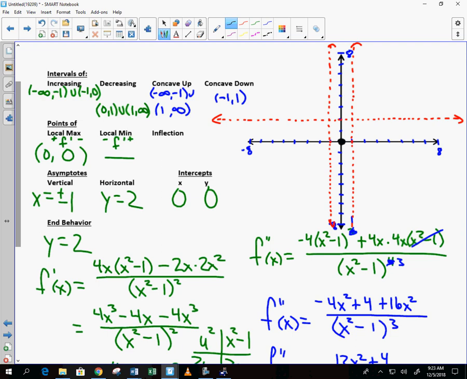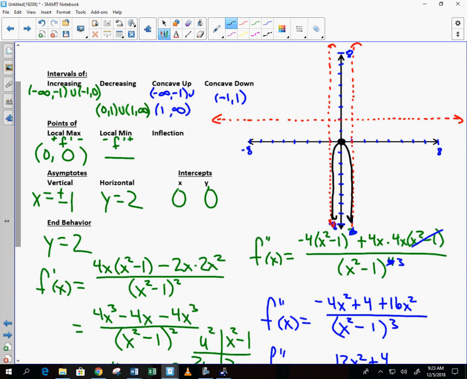So it says it's concave down between -1 and 1. And it says that there's a local max there. And it says it goes increasing from -1 to 0 and then decreasing from 0 to 1. See all those pieces? It's kind of cool.